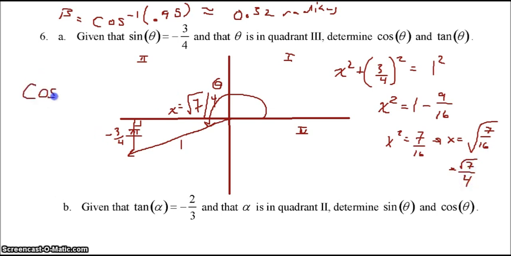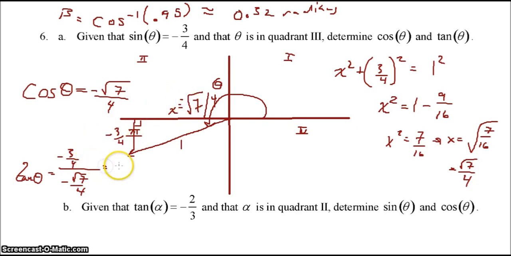So cosine of theta, since we're looking at the distance to the left, we would say that that's negative square root of 7 over 4. And we would say tangent of theta, it's just y over x, -3/4 over negative square root of 7 over 4. You could put the negative here if you want to for reference, but that turns out to be 3 over square root of 7.